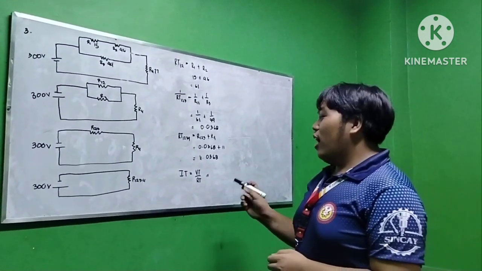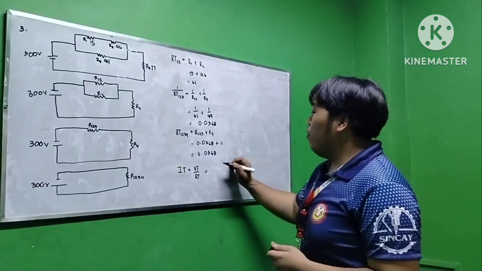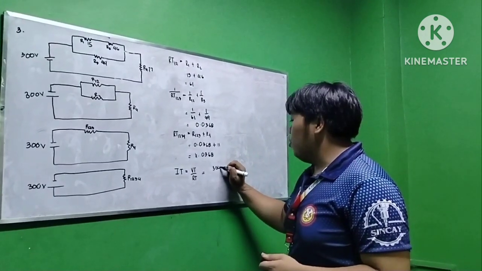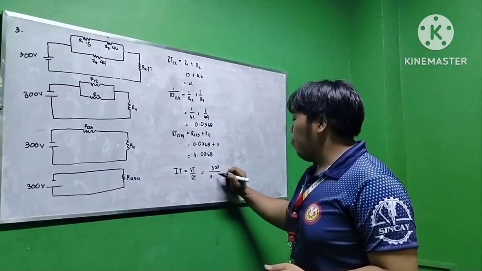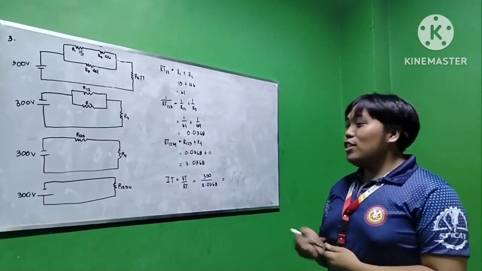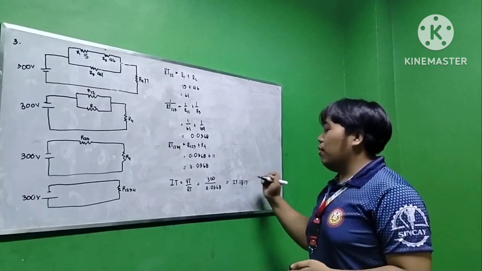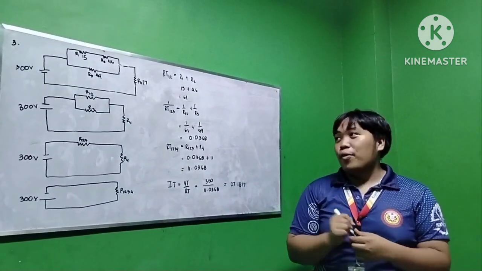For our step D, we're going to calculate the current. I total is equal to voltage total over resistance total. So we have here a voltage of 300 volts over 11.0268, which equals 27.1817. So that's all for problem number 3.